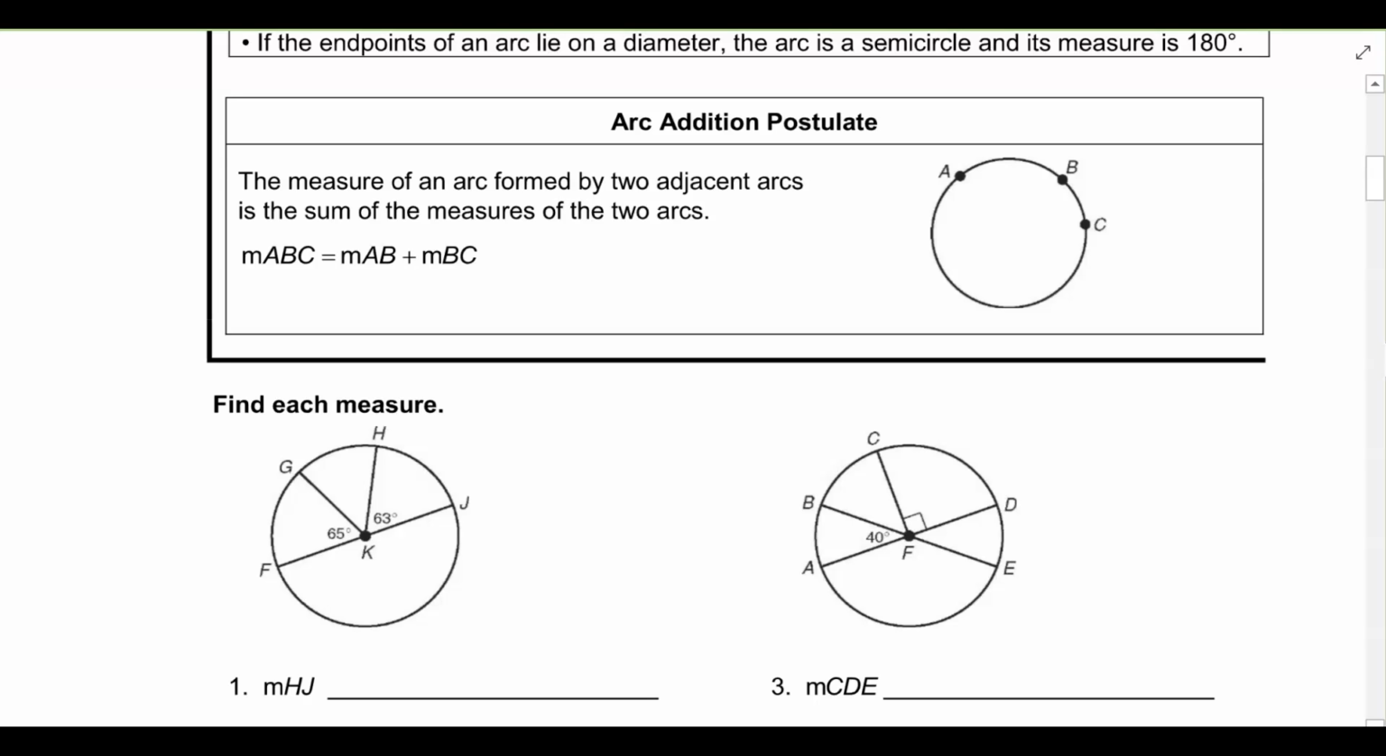Arc addition postulate functions the same way as angle addition and segment addition. It's just saying that when I combine two arcs together, so arc AB plus arc BC equals arc AC. That's really all it is. It's taking pieces and adding them together to create a whole.